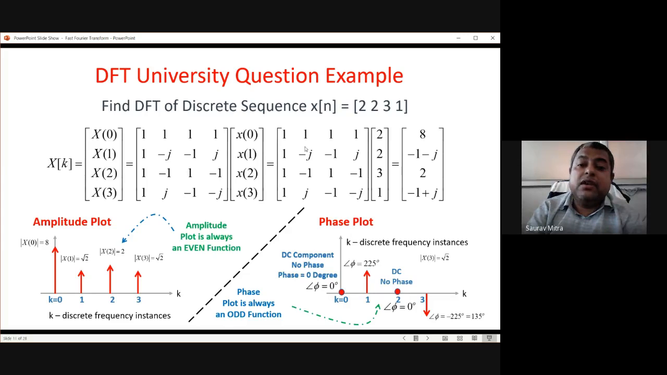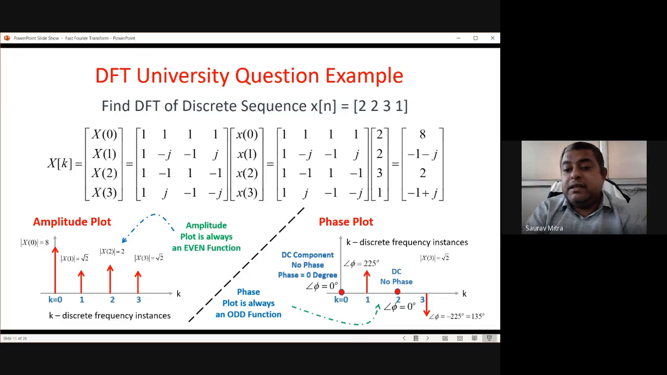And second row, second column is -j. And all the remaining positions are complex conjugate. That is, second row fourth column is +j, fourth row second column is +j, fourth row fourth column is -j. And if you are doing this multiplication for 2 2 3 1, you are going to get 8. So you added 2 plus 2 plus 3 plus 1, that is 8. So there is a DC component in the DFT result.